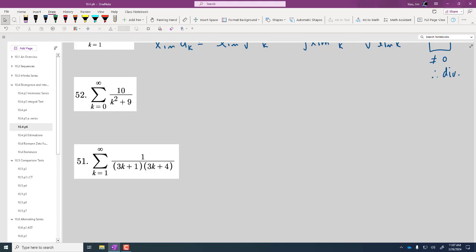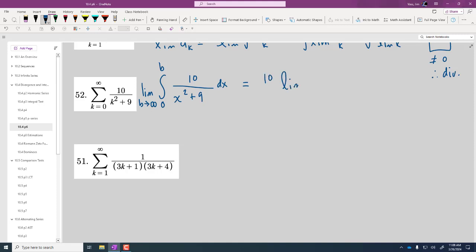So for this one, right now, we would have to use the integral test until we get to the comparison test. So if we're going to do the integral test here, we're going to take the limit from 0 to b as b goes to infinity of 10 over that. And I want to put an x instead of a k, more palatable. All right. So the integral of this, let's factor out the 10.